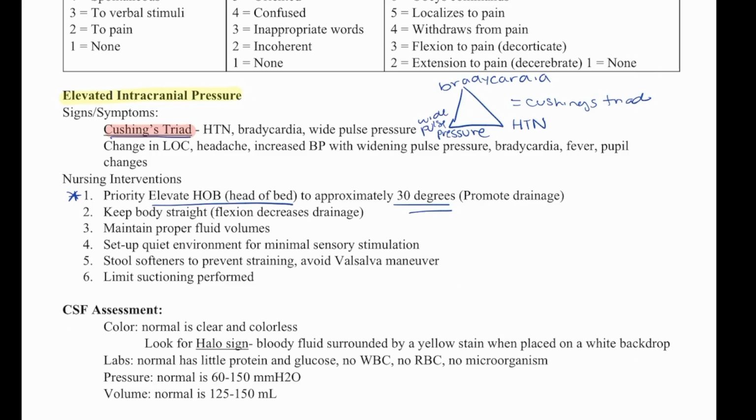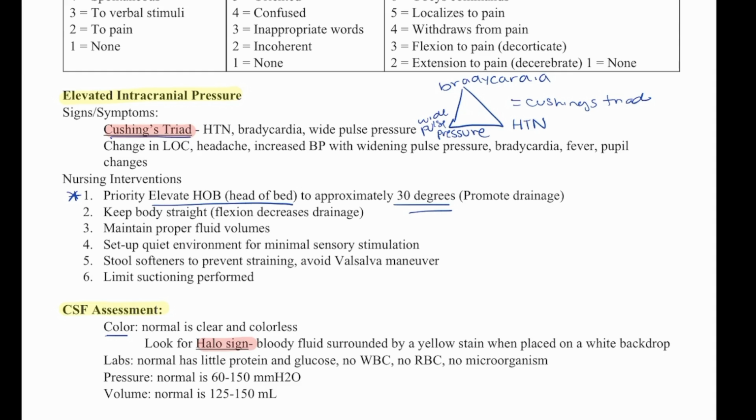The next type of assessment within the nervous system we can do is the cerebral spinal fluid assessment. We're looking at things like the color of the spinal fluid. Normal is to be clear and colorless, and we can look for something called halo sign. This is bloody fluid surrounded by a yellow stain when placed on a white backdrop. So you can see this if you drop a drop of the cerebral spinal fluid onto a white backdrop. You'll see a bloody fluid surrounded by a yellow stain called the halo sign.